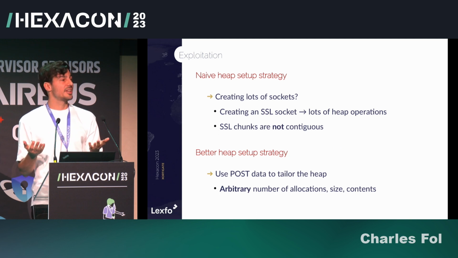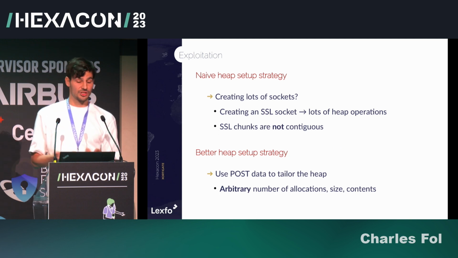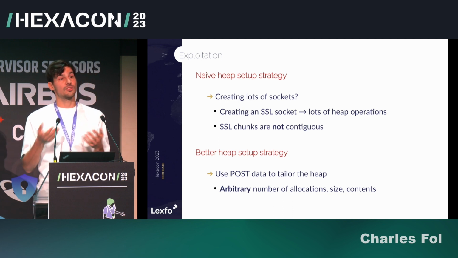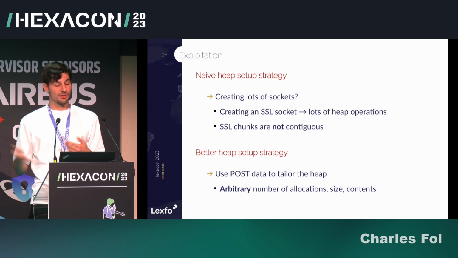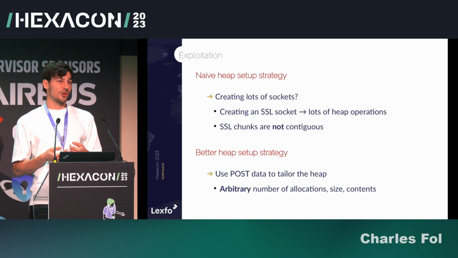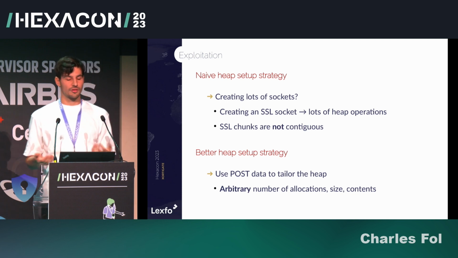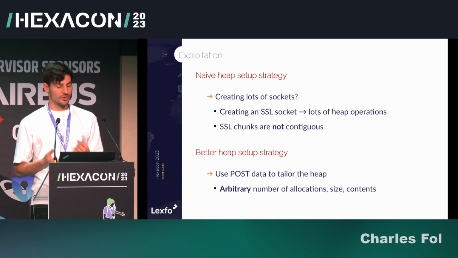So now we have a very naive heap strategy in our heads, which is create lots of sockets, SSL wrap them, and we're going to get a lot of SSL structures in memory that are contiguous. But that's not the case, because when you create an SSL socket, you actually get a lot of allocations, and this messes up the heap. So we need to do better.